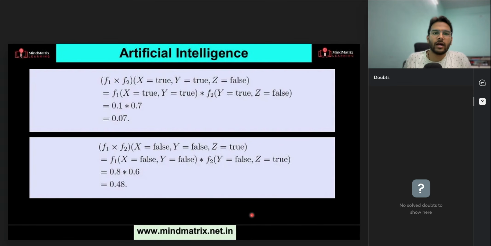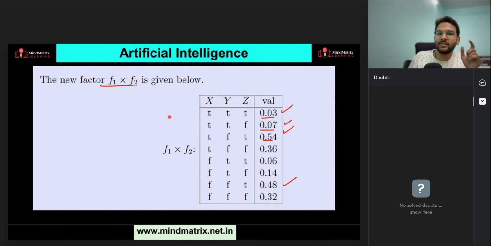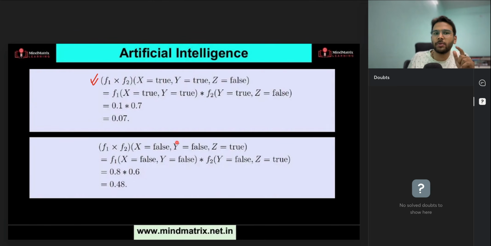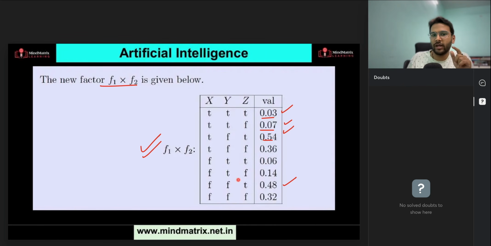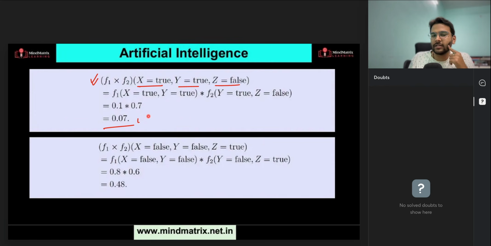Fine. And the possible questions that they can ask like this also, that you have to perform f1 into f2 where x is equal to true, y is equal to true, z is equal to false. So first you have to find this factor f1 into f2. Then from this one you have to answer this particular query where x true, y true, z false. So where x true, y true, z false, it is 0.07. Correct? That is the answer.